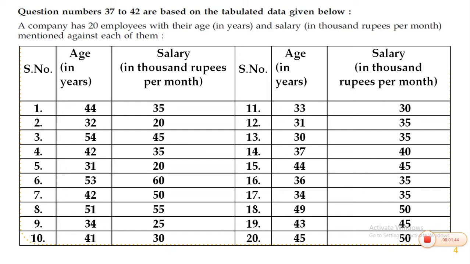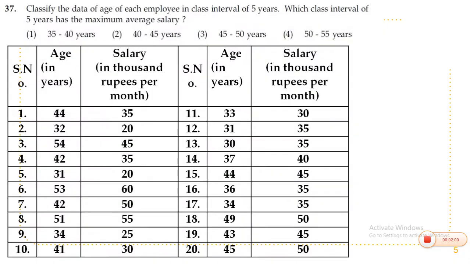But the salary is also a 2-digit number. Remember, for example row number 1, the salary is 35. It's not 35, it's 35,000. So that is the important point you have to keep in mind. So let's start with the first question. I will explain. The questions are much more interesting than this box.